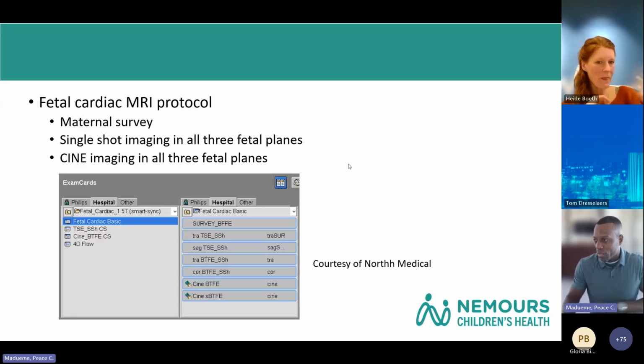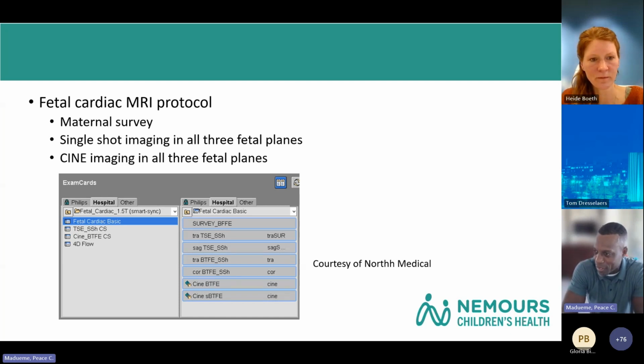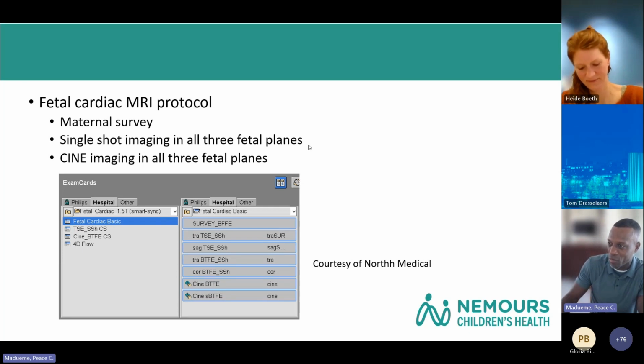The MRI protocol that we use, this is courtesy of North Medical. We have the exam card, as you can see here. So maternal survey, single shot imaging in all 3 fetal planes, and then cine imaging in all 3 fetal planes. We did try the 4D flow as well. Thus far, we've not been too successful with the 4D flow. So that is definitely the aspect that we would love some help or guidance with as we live scan.